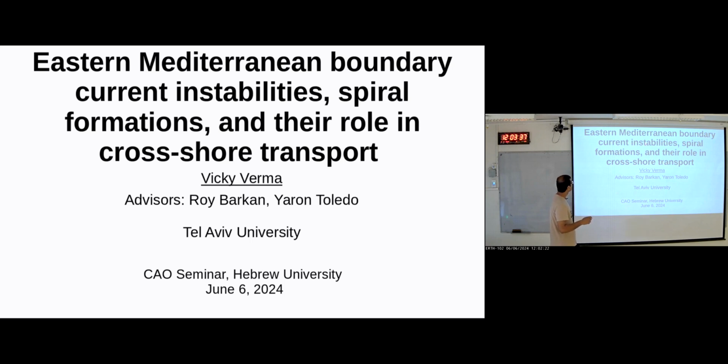So the work involves studying instabilities in the Eastern Mediterranean boundary current, and how spirals form through these instabilities. In the later part of my presentation, I will also talk about how the cross-shore transport by these features helps explain the spatial variability in the chlorophyll concentration that we observe offshore of the Nile Delta.